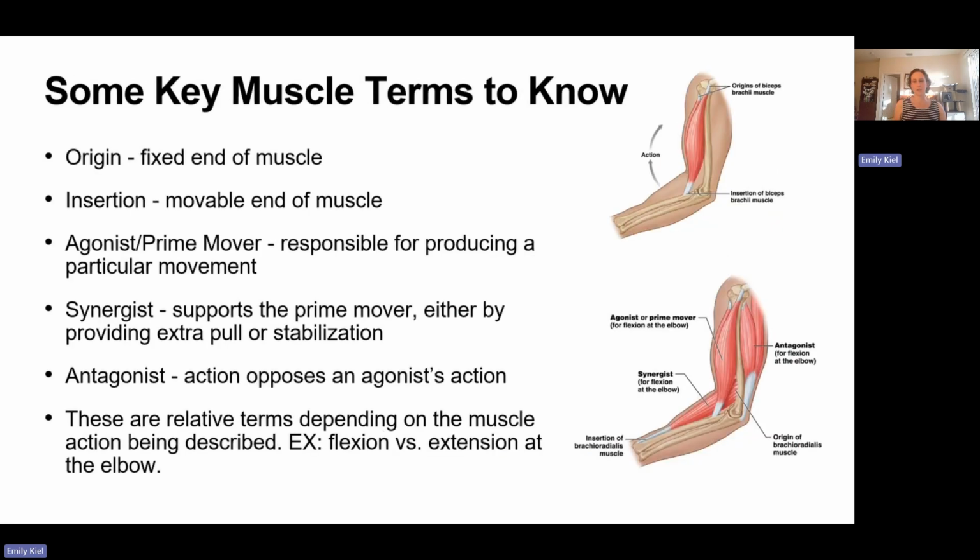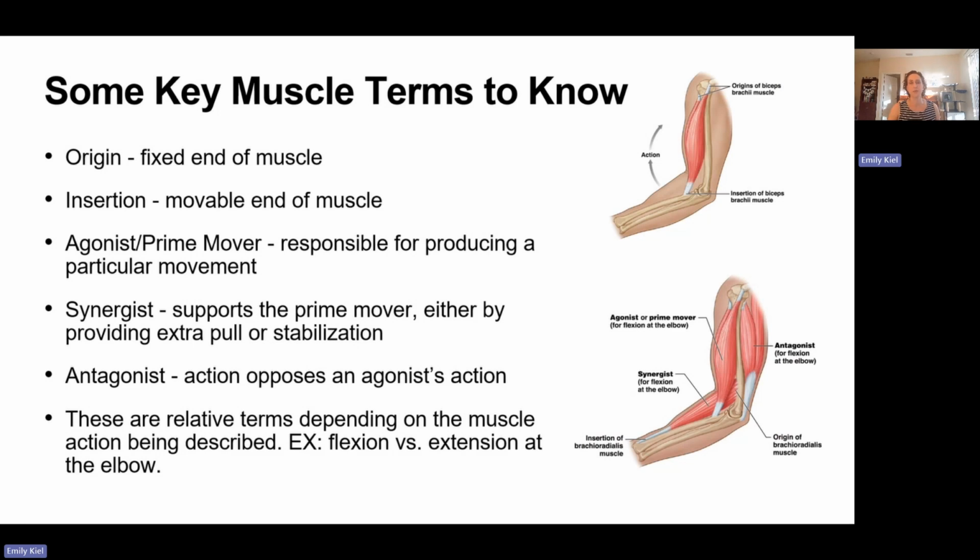So this is key. Put big stars here. We want to know these muscle terms and recognize that these muscle terms are all based on how the muscle is moving. So the origin of the muscle is the fixed end of the muscle. Please note, this has nothing to do with whether it's inferior or superior. It is truly which part of the muscle is not moving and which part is actually moving some kind of bone. And that part that moves the bone or moves the structure is the insertion.